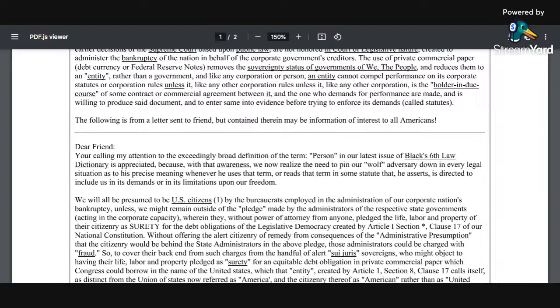Now it said, dear friend, you're calling my attention to the exceedingly broad definition of the term person in the latest issue of Black's Law Dictionary, that is the 6th edition, is appreciated, because with that awareness, we now realize the need to pin our wolf adversary down in every legal situation as to his precise meaning whenever he uses the term or we read the term in some statute that he asserts is directed to include us, which is a man and a woman, in its demands or in its limitation upon our freedom.